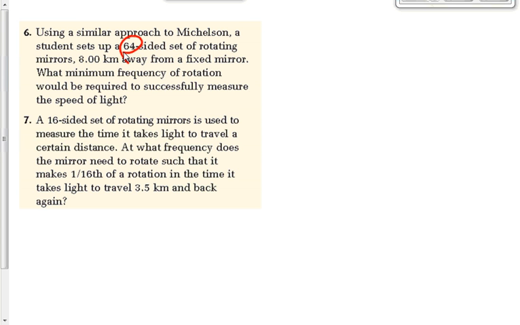We want to find the frequency of rotation necessary to measure the speed of light. So it's the same type of problem. We just got to recognize that we're dealing with numbers that are quite a bit different than we're used to dealing with. Let's say that the distance is going to be 8. No, not going to be 8. It's going to be 16,000 meters. We're looking for the frequency here.